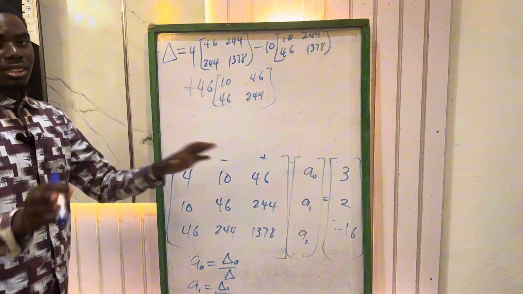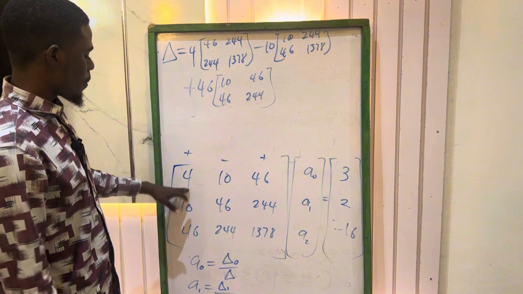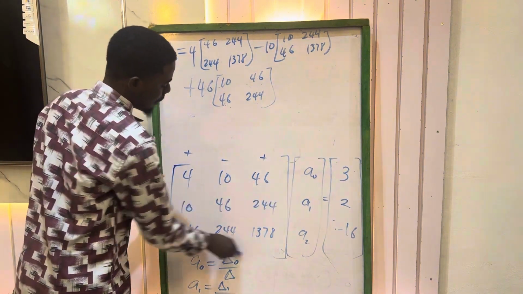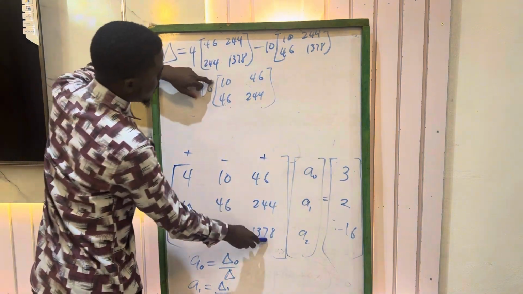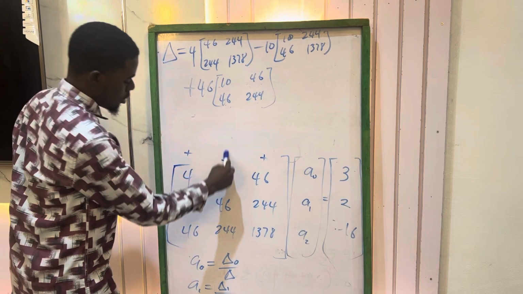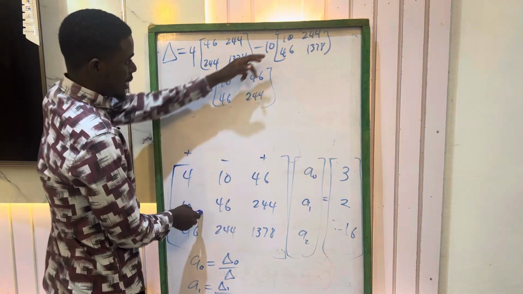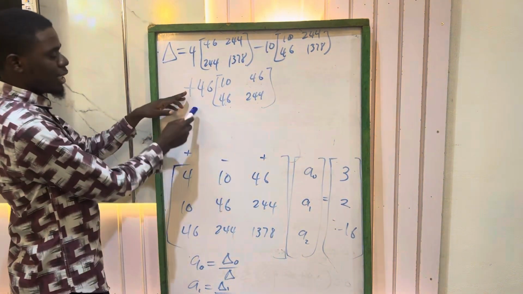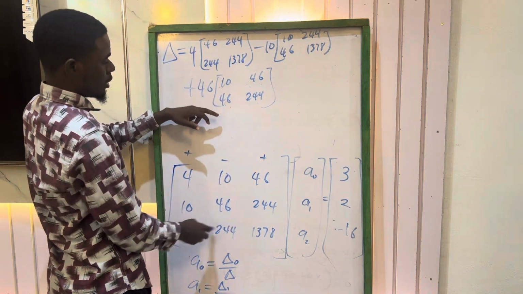So what we just did here is very simple. We don't do anything much. We just did 4. Then by the time you close here up and close here up, I'm going to be left with the determinant of this. So now we have here 46, 244, 244, 1378. Then minus 10. By the time you close here and close here, you're left with this and this. So that is 10, 244, 46, 1378. Then for the last one, that is plus 46. By the time you close here, you're going to have 10, 46, 46, 244.